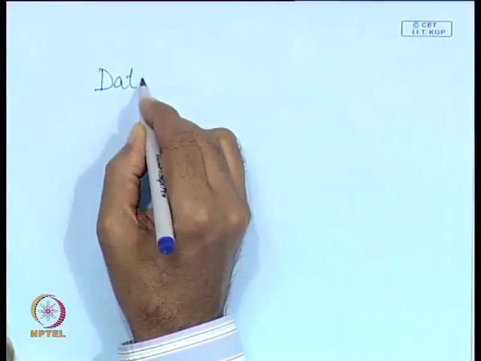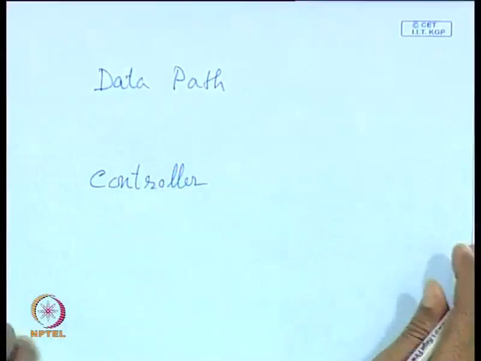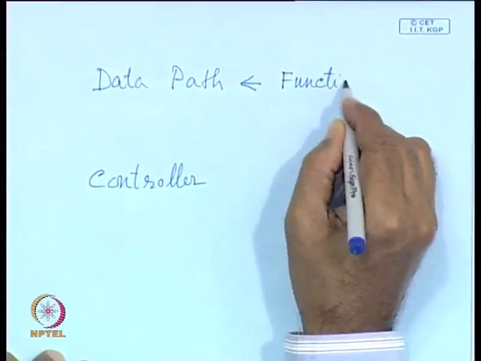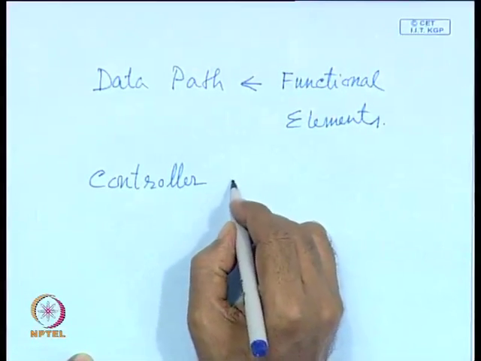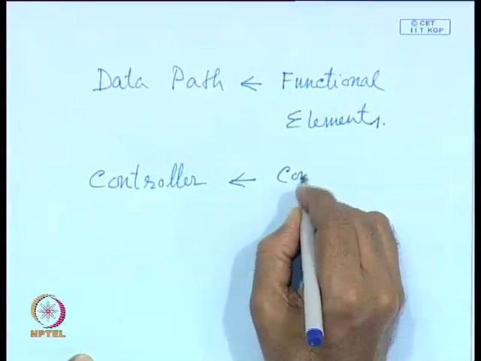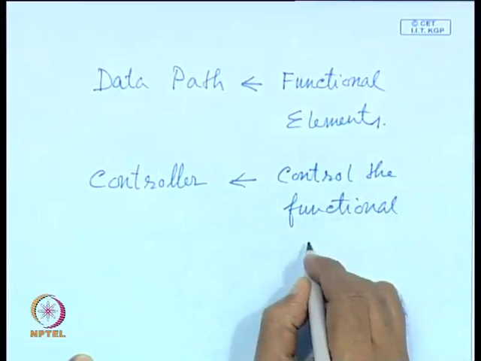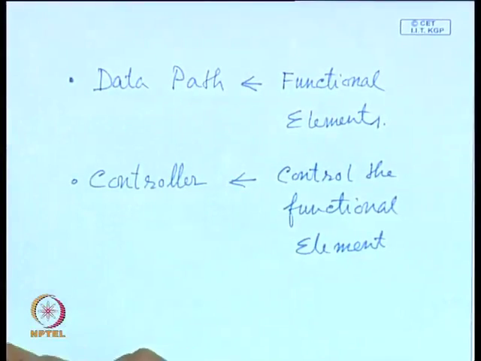So in your design, you will require two distinct types of components. One is known as data path, another is known as control path, or controller, as you can say. Data path specifies the different functional elements that are required for performing computation, and the controller will control those functional elements. So your processor will require a data path and a controller. These are the two things required. So let us see what is the data path that is required for our MIPS processor.